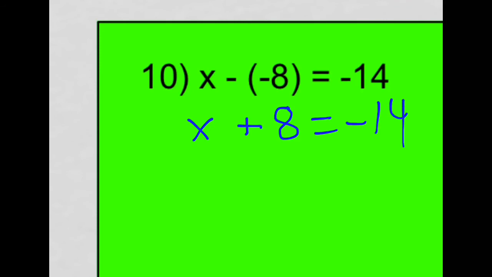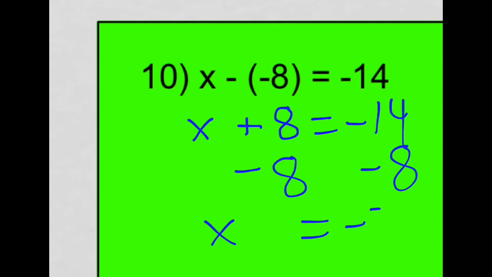And now ask yourself, beside the variable I have a positive 8. How can I make that positive 8 turn into 0? Well, minus 8 and minus 8 there. And I'm left with x equals, two negatives add up to negative 22. So always watch out for the negative negative, right? Those integers, we really got to know those guys.